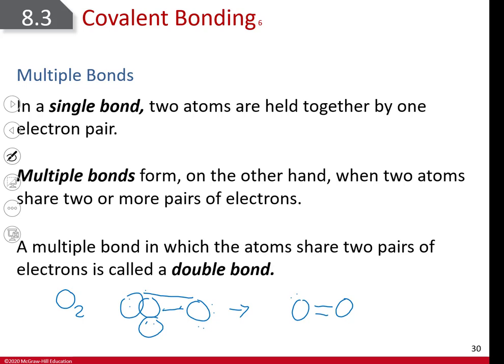So I'll just draw them over here, like that. So that is the O2 molecule, and this is what we would call a double bond because it is sharing 2 pairs of electrons. So it is a double bond.